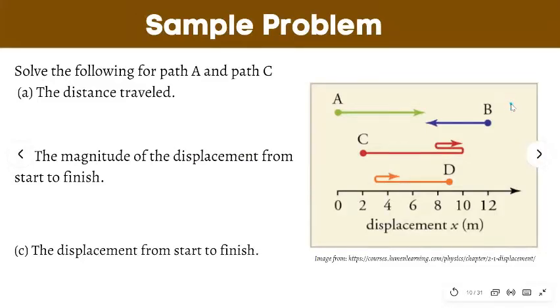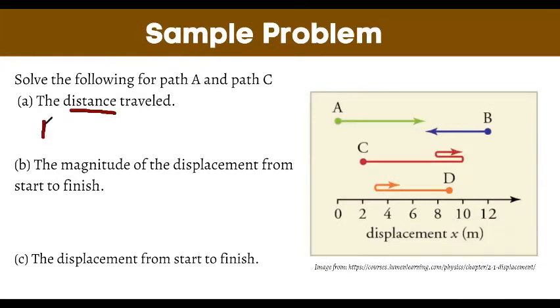Okay, so let us have a sample problem. Solve for the following path, which is path A and path C. We have to know the distance traveled, the magnitude of the displacement from start to finish, and the displacement from start to finish. So now let us know first, what is the distance traveled?